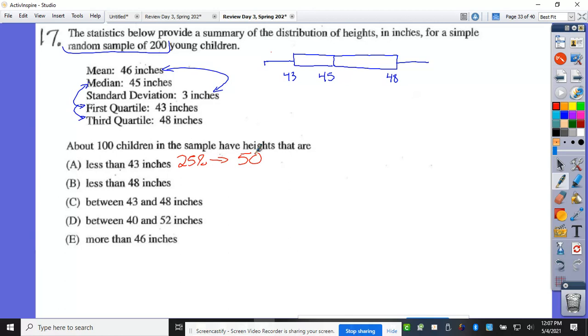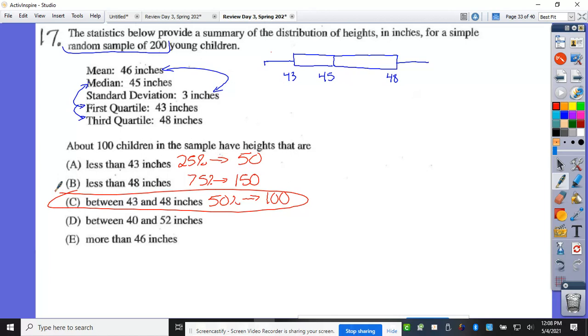48, less than 48 is what percent? Which would be how many people out of 200? Between 43 and 48 would be what percent? And what's 50% of 200? These numbers are not drawn on that graph. What's our answer, first of all? But the biggest issue is down here.